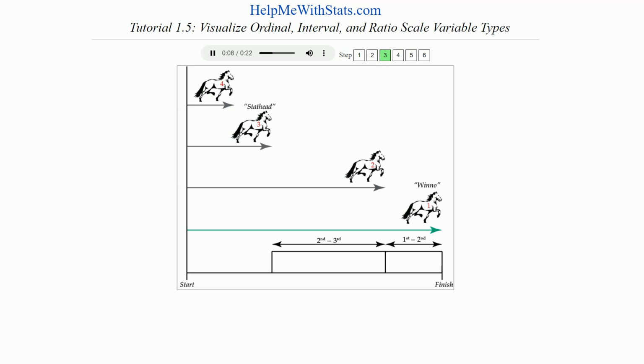With ordinal scale variables, the interval sizes are not equal. The interval size, distance, between the first and the second horse, is not the same as the interval size or distance between the second and the third horse.